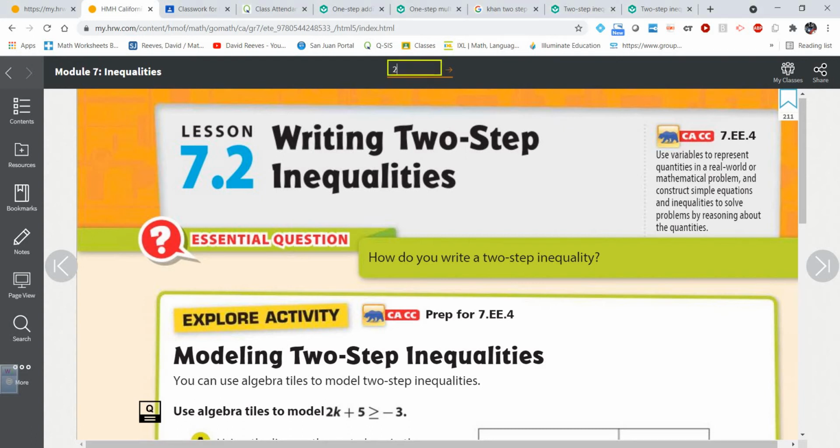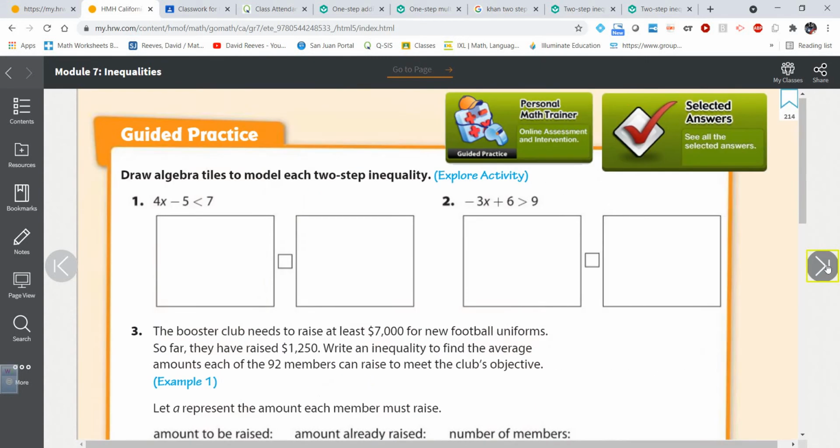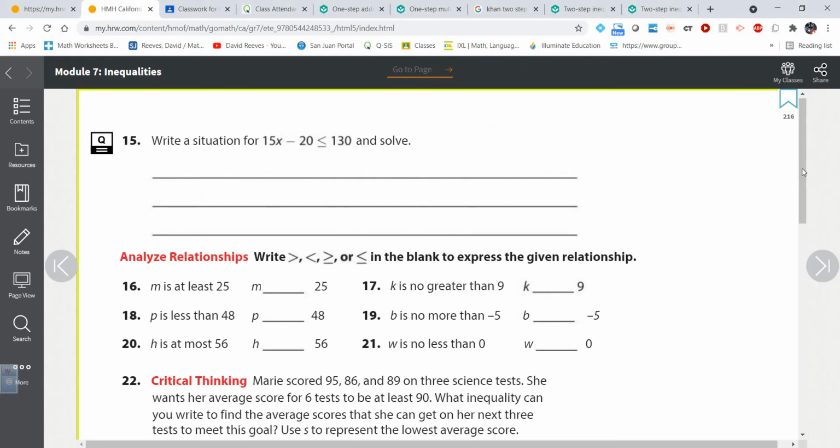All right, so I'm going to start by skipping over to page 216. I meant to go to page 216. Well, maybe I'll just do it this way.